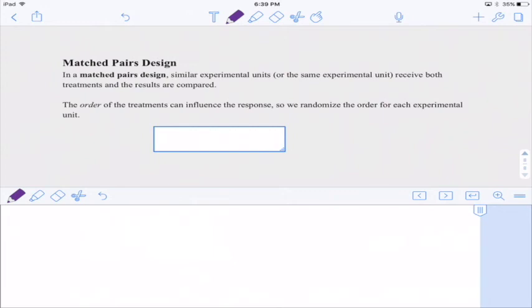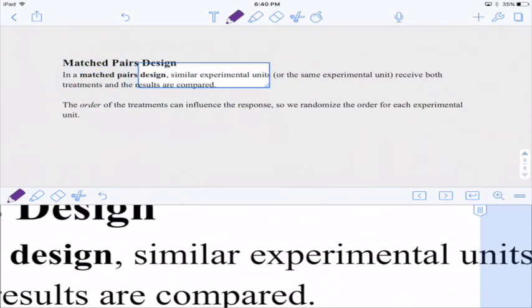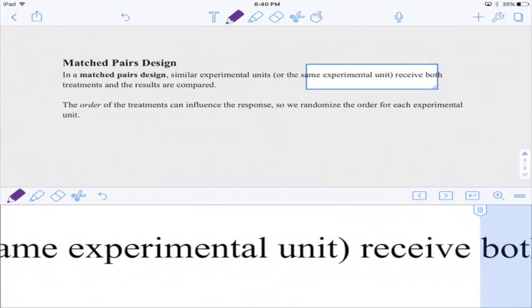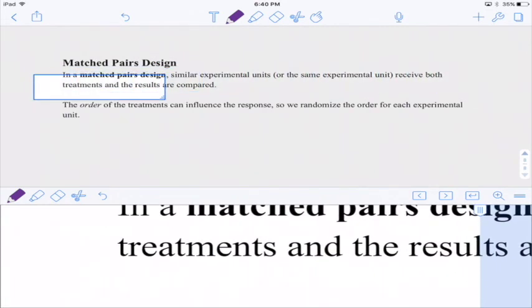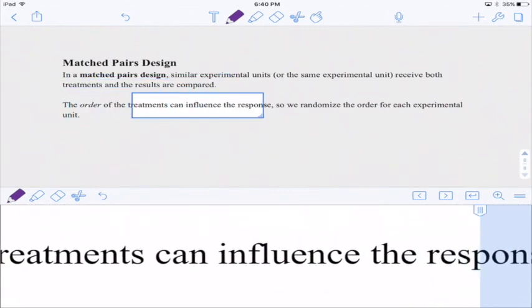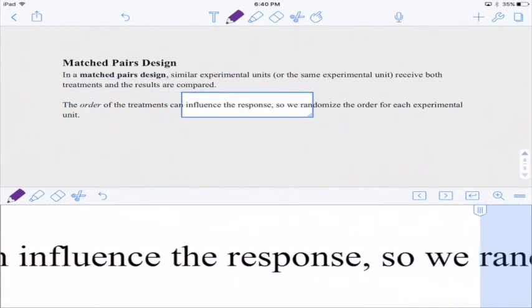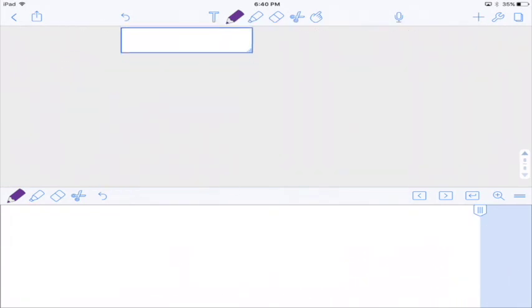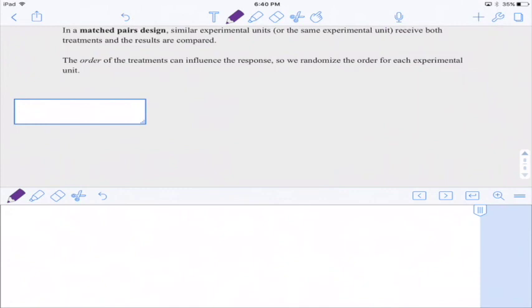Matched pairs is a special one that's going to come up every once in a while. That's something I find kind of interesting. In a matched pairs design, similar experimental units or the same experimental unit receives both treatments and the results are compared. The order of the treatments can influence the response, so we randomize the order for each of the experimental units. So what this is going to look like is we have our volunteers.